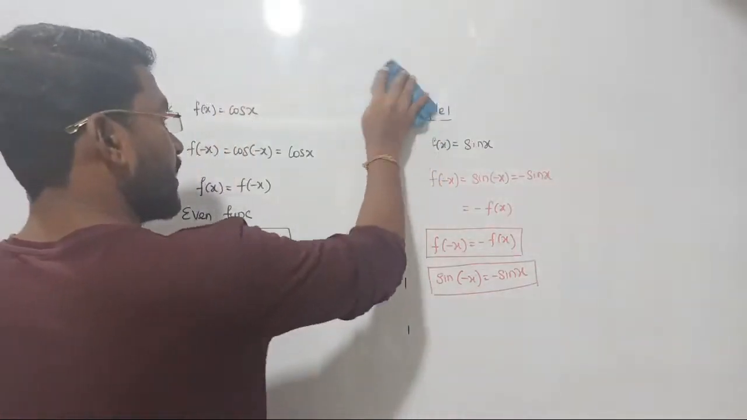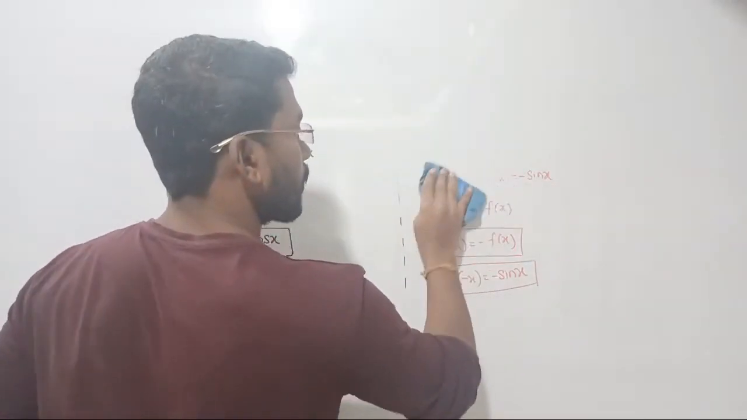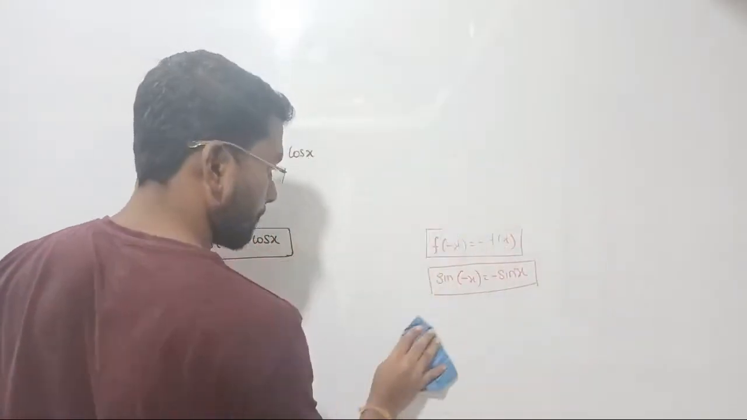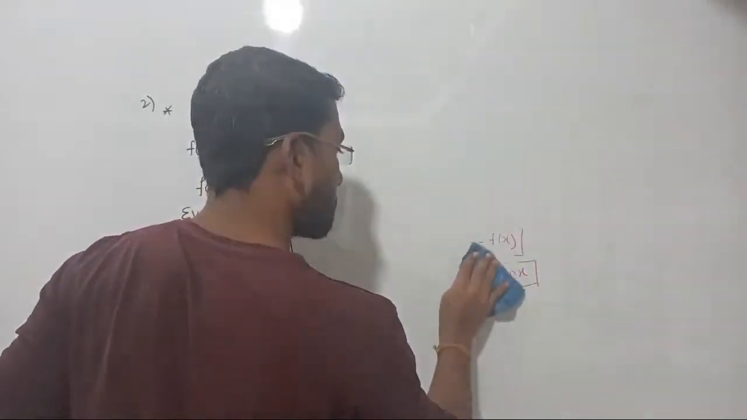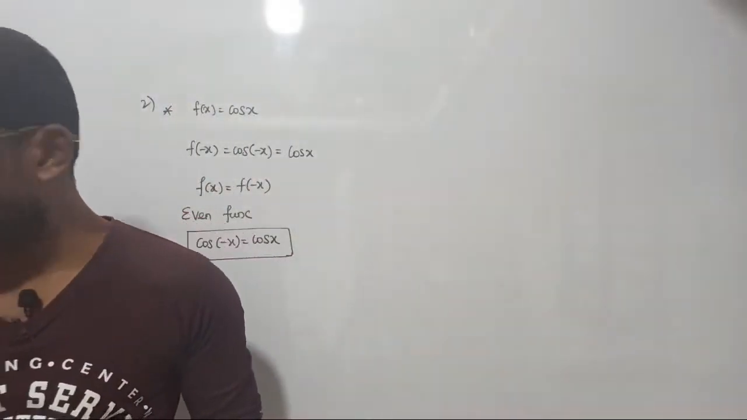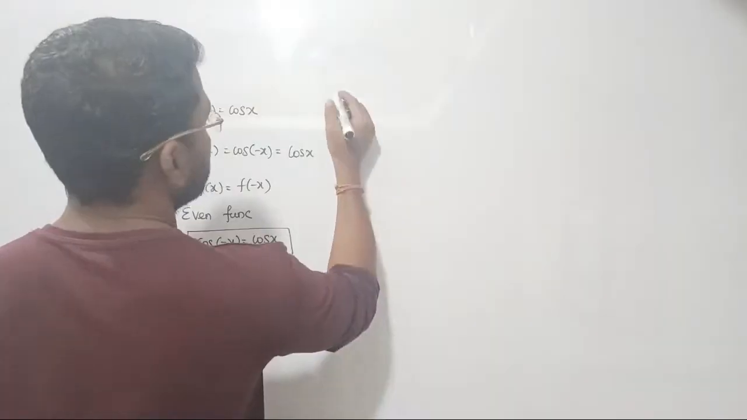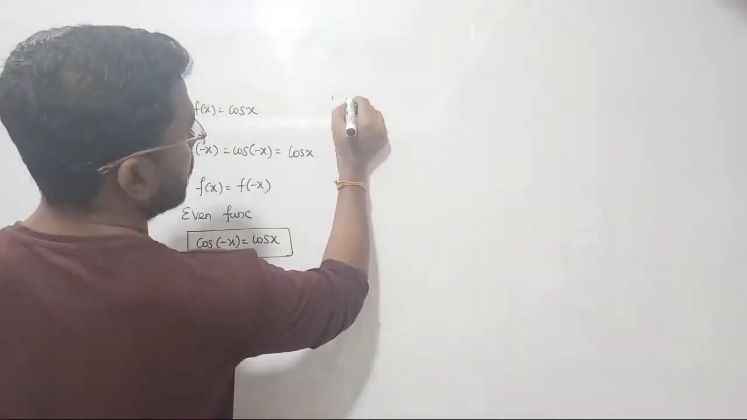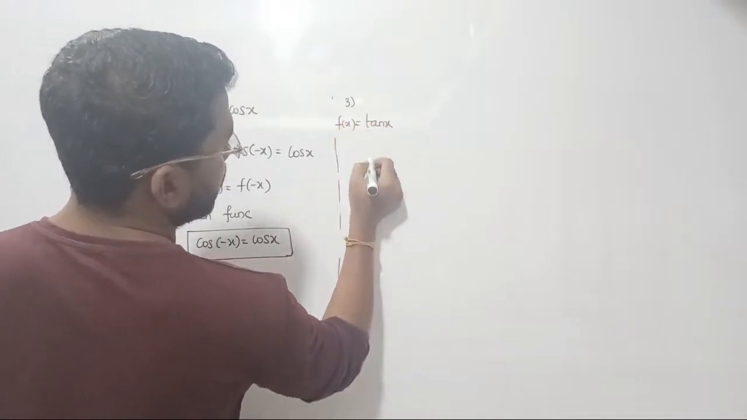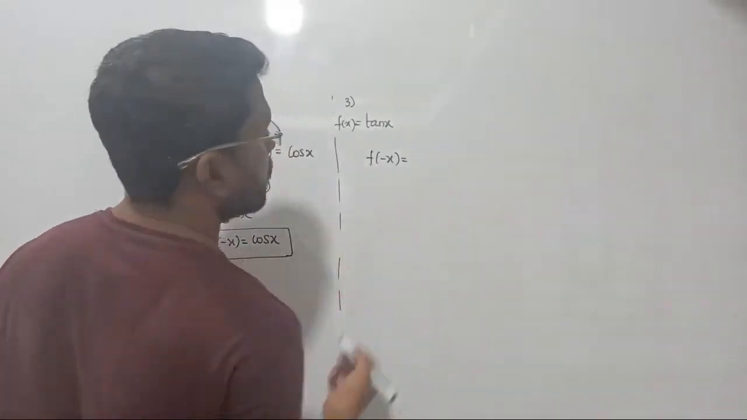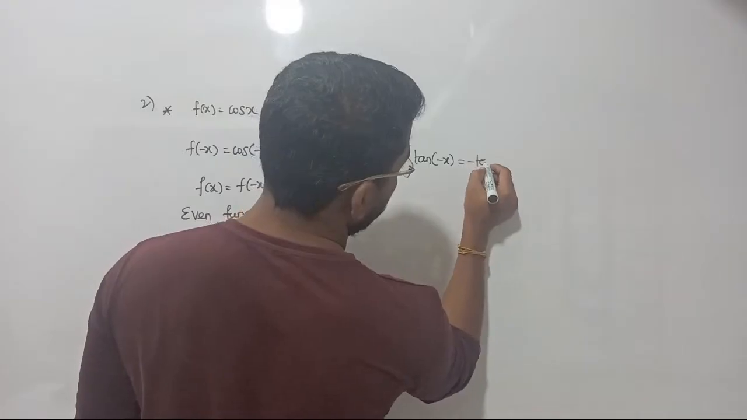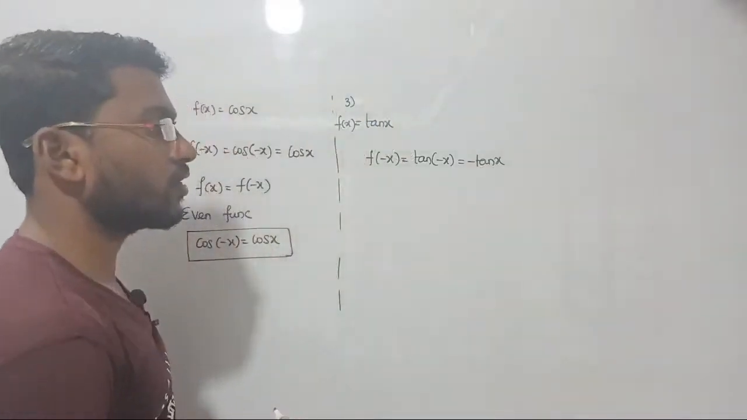Let us discuss about tan x. Now when we are looking for tan x, that is the third one. If I consider tan x as f of x, then find the value of f of minus x. That is going to be tan of minus x, or I can say minus tan x. Tan of minus theta equal to minus tan theta, right?